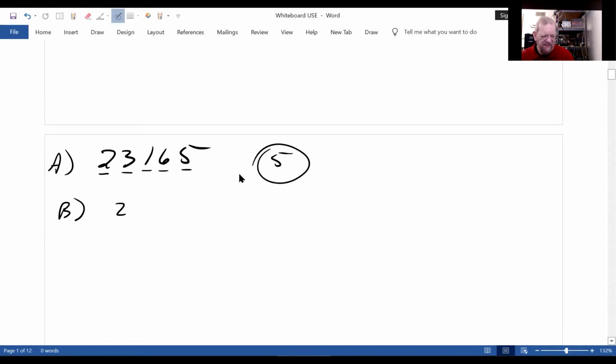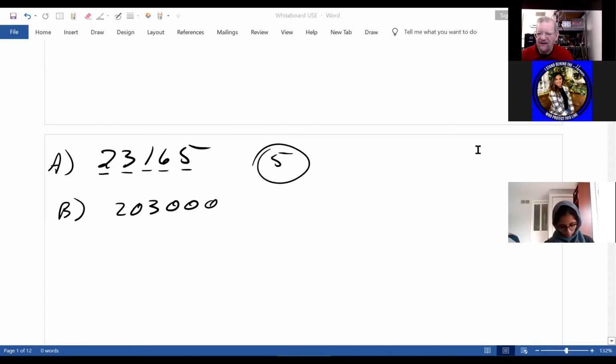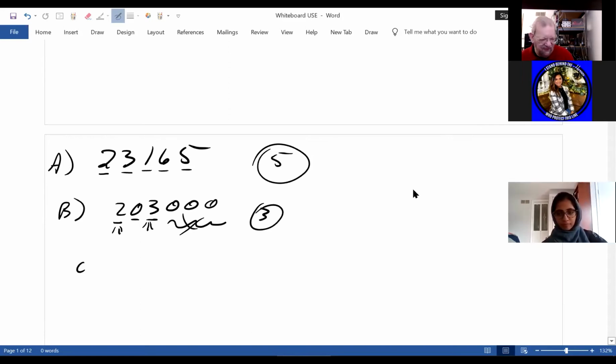Let's do another one. How many significant figures are in this number? All right, I think everybody's done. Let's take a look. And the answer is, all non-zero numbers are significant. Zeros at the end are not, but a zero that's confined between two non-zero numbers is. So this would have 3. Oh, this is fun. We got to do some more.